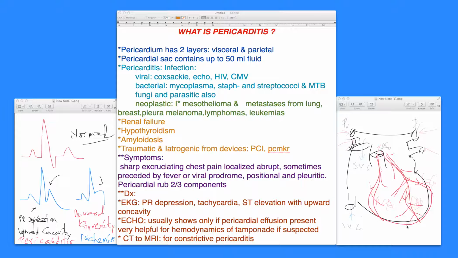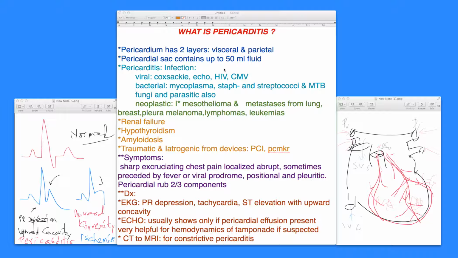So there is some fluid normally present within the parietal and the visceral layers, and that's roughly about 50 cc's. Beyond 50 cc's is considered abnormal, so just remember that. Less than 50 cc's is pretty good. That's the amount of serous fluid contained within the pericardial sac. Now, any inflammation of this so-called pericardial sac will be called pericarditis.